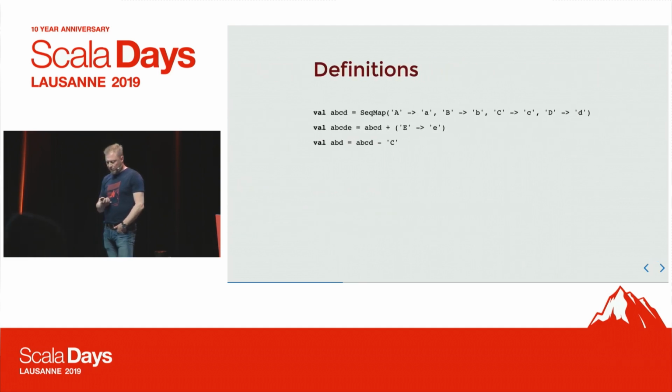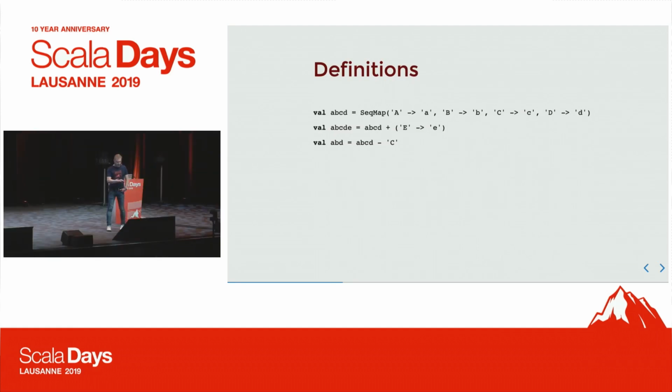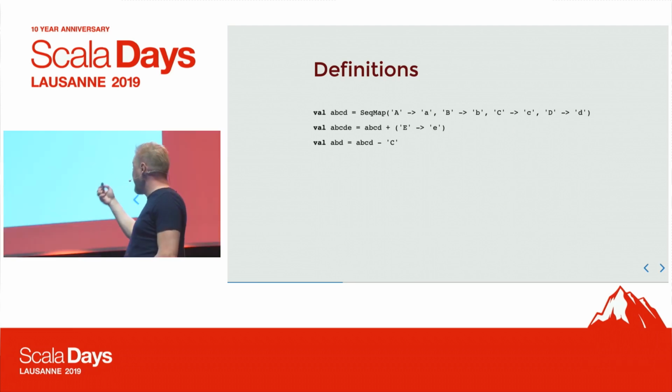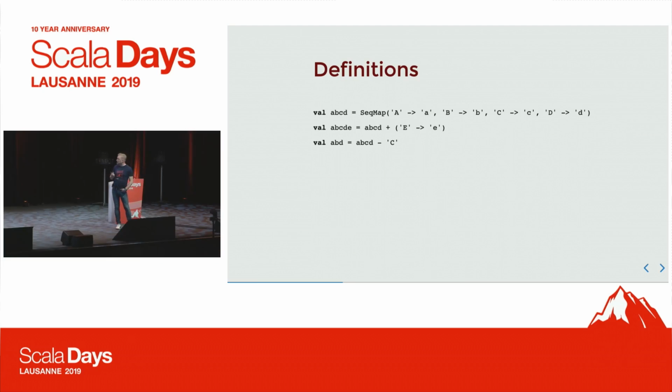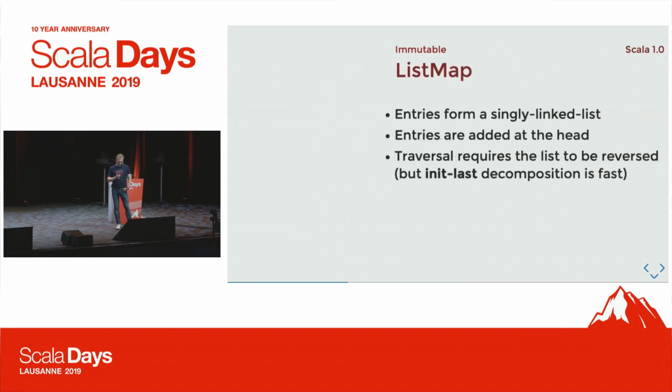So a couple of definitions before we get started. I'm going to use these as names in the following images. When you see ABCD, it's basically that seq map. And when you see ABCDE, I have added an E to E binding on that one. And ABD means you remove the C binding or key from the ABCD. You'll get it soon.